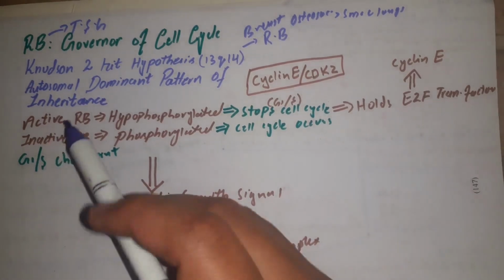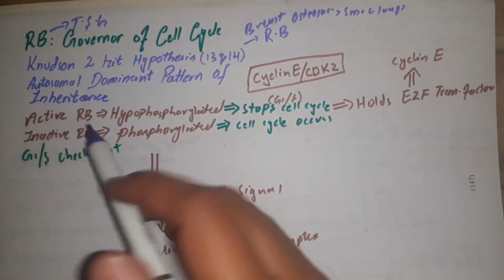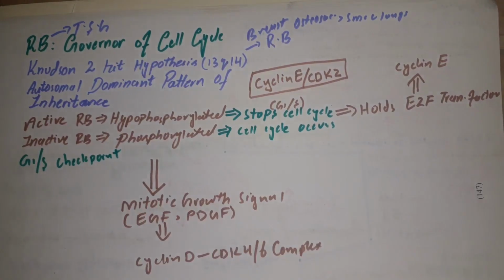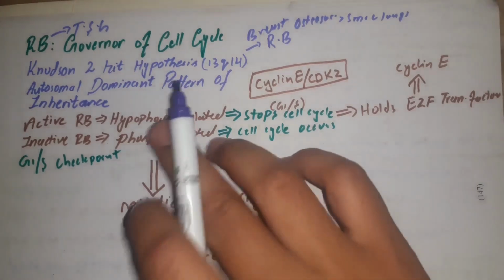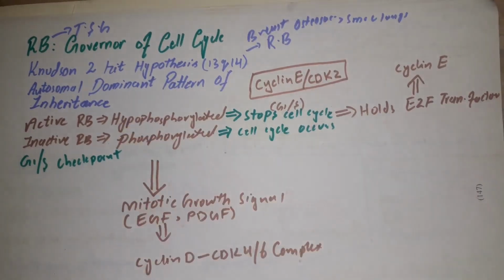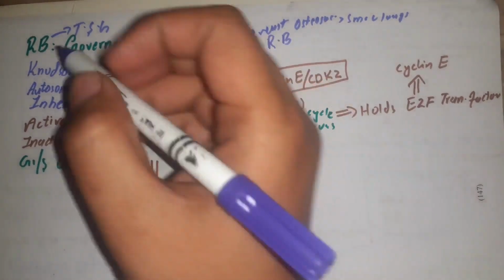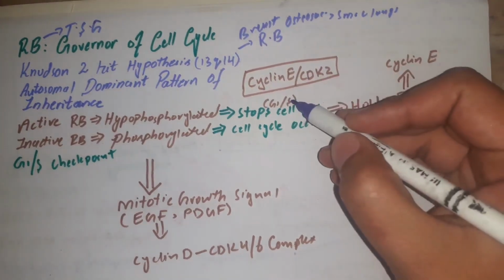Retinoblastoma exists in two forms. One is the active form and one is the inactive form. It is active when it is hypophosphorylated, or you can say when it is not phosphorylated or hypophosphorylated, it is active. And in its active state, what does it do? It stops the cell cycle. As it is a tumor suppressor gene, when it is in activated state, it stops the cell cycle. And how does it stop the cell cycle? It stops the cell cycle at the G1S checkpoint.